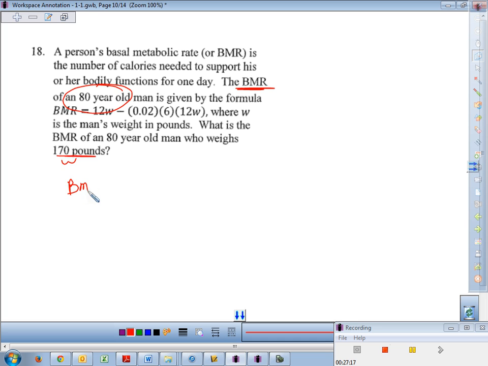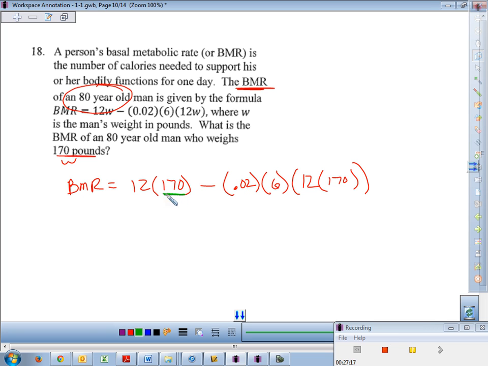His BMR will be 12 times 170 minus 0.02 times 6 times 12 times 170. Where there was a W, I put a 170 in the place. That's all we did. Substitute in. Where there was a W, we did that. And now, let's punch stuff in.